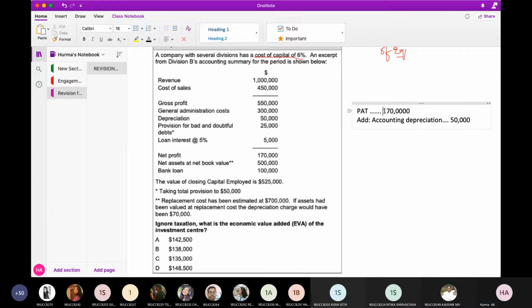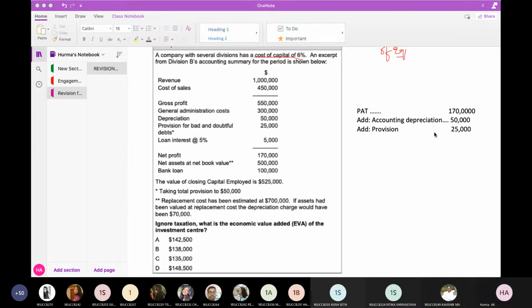Good. What else? Provision for doubtful debts. Correct. Provision, which is 25,000, isn't it? So I will write that 25,000. Good. What else? There are no development costs, like training and development costs. Nothing is there. Correct. No advertising cost as well. No advertisement cost.